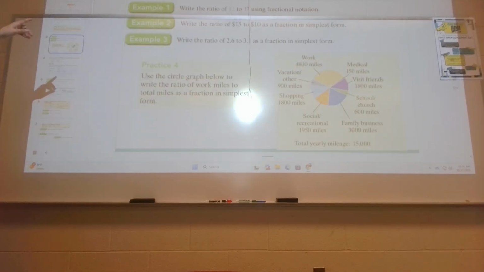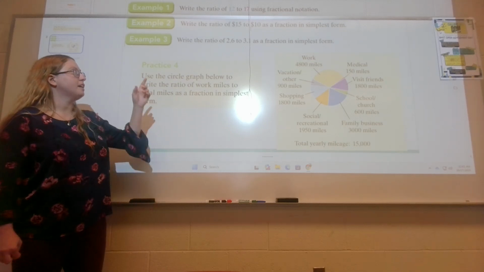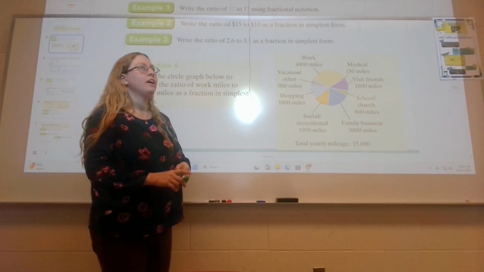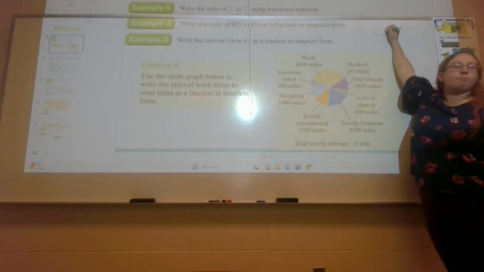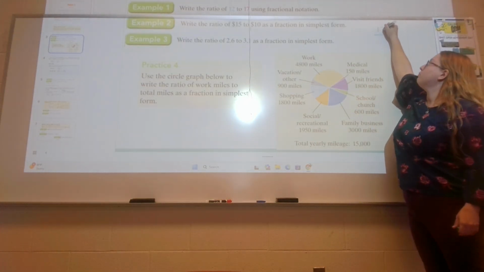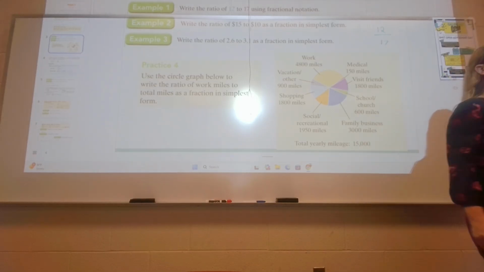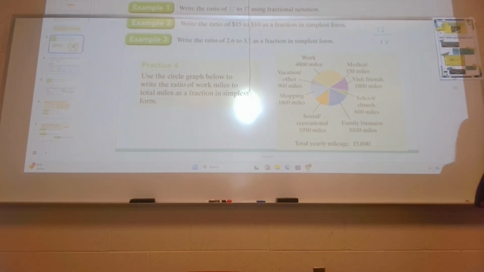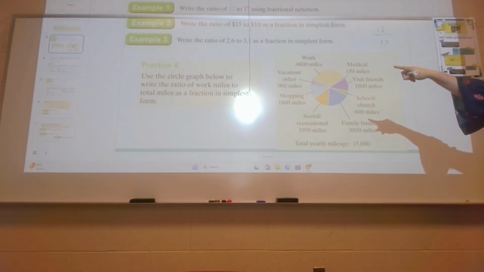So if I'm giving you this example 1 up at the top of the board, and it says to write the ratio of 12 to 17 using fraction notation. In the case of a fraction here, what number would go on top, the 12 or the 17? The 12, which means the denominator would be? 17. So the ratio of 12 to 17 as a fraction is 12 over 17. Right? So try that with example 2 and example 3.